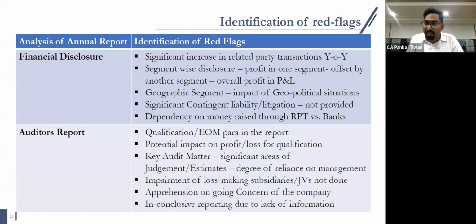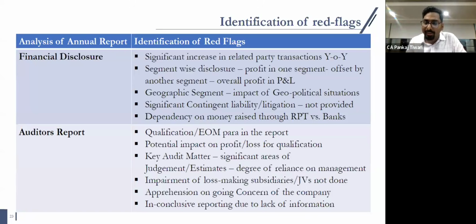Apprehension on a going concern of the company: as per the regulatory requirement, the auditor needs to comment on the going concern of the company also. Now if the auditor has commented that the company may not be a going concern in the future, then it's a red flag for us to make an investment. For example, some of the airline entities in the past have got this kind of issue where the auditor raised a red flag long before the company went into winding up or liquidation. And inconclusive reporting due to lack of information, this is a serious red flag.